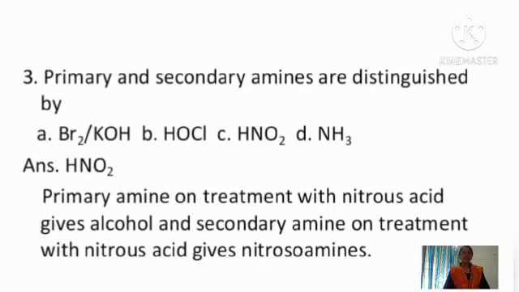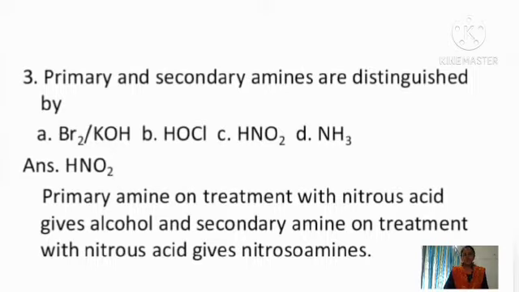So coming to the third question, primary and secondary amines are distinguished by: option A is bromine with potassium hydroxide, option B is HOCl, option C is nitrous acid, that is HNO2, and option D is ammonia. We have already discussed that primary and secondary amines can be distinguished by Hinsberg reagent, that is benzene sulfonyl chloride, or by nitrous acid. So here option C, nitrous acid, is correct.